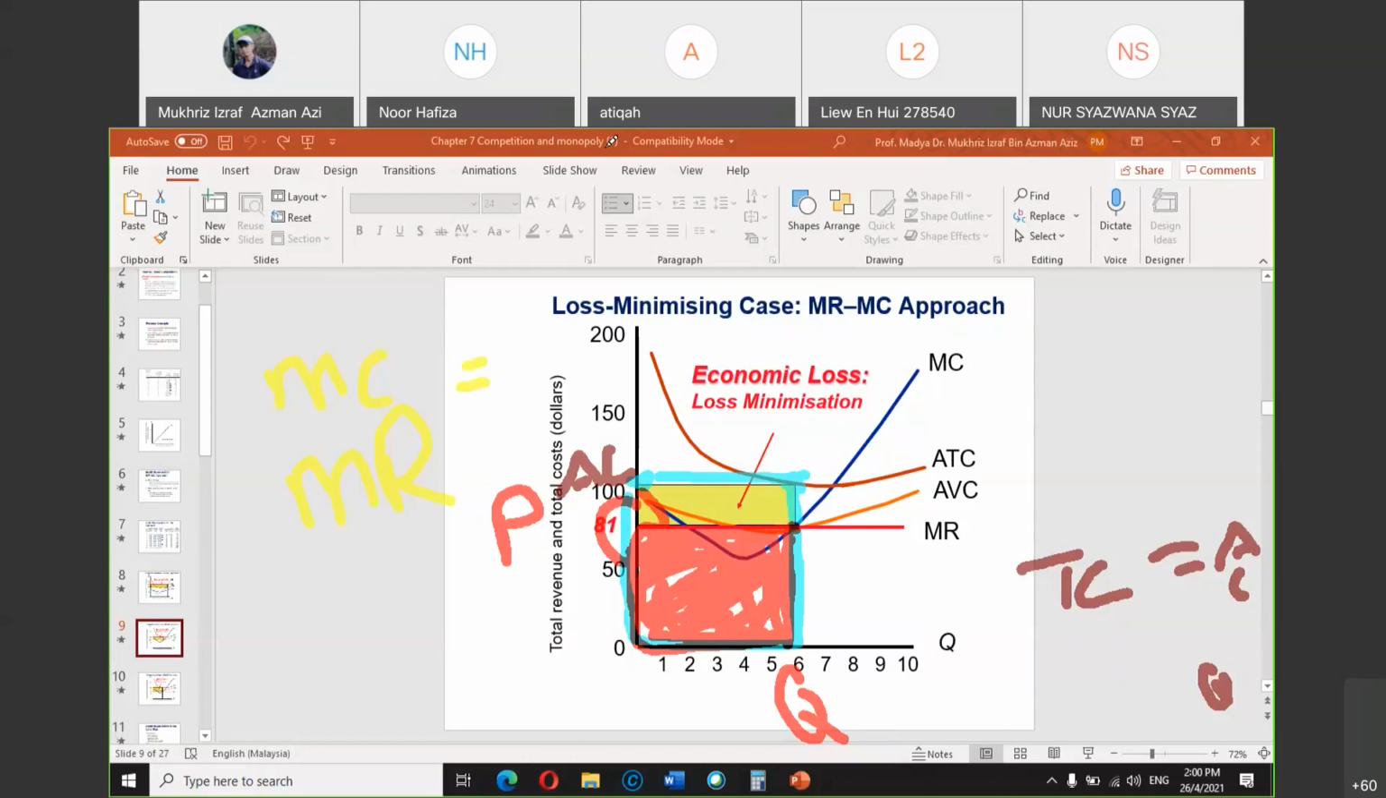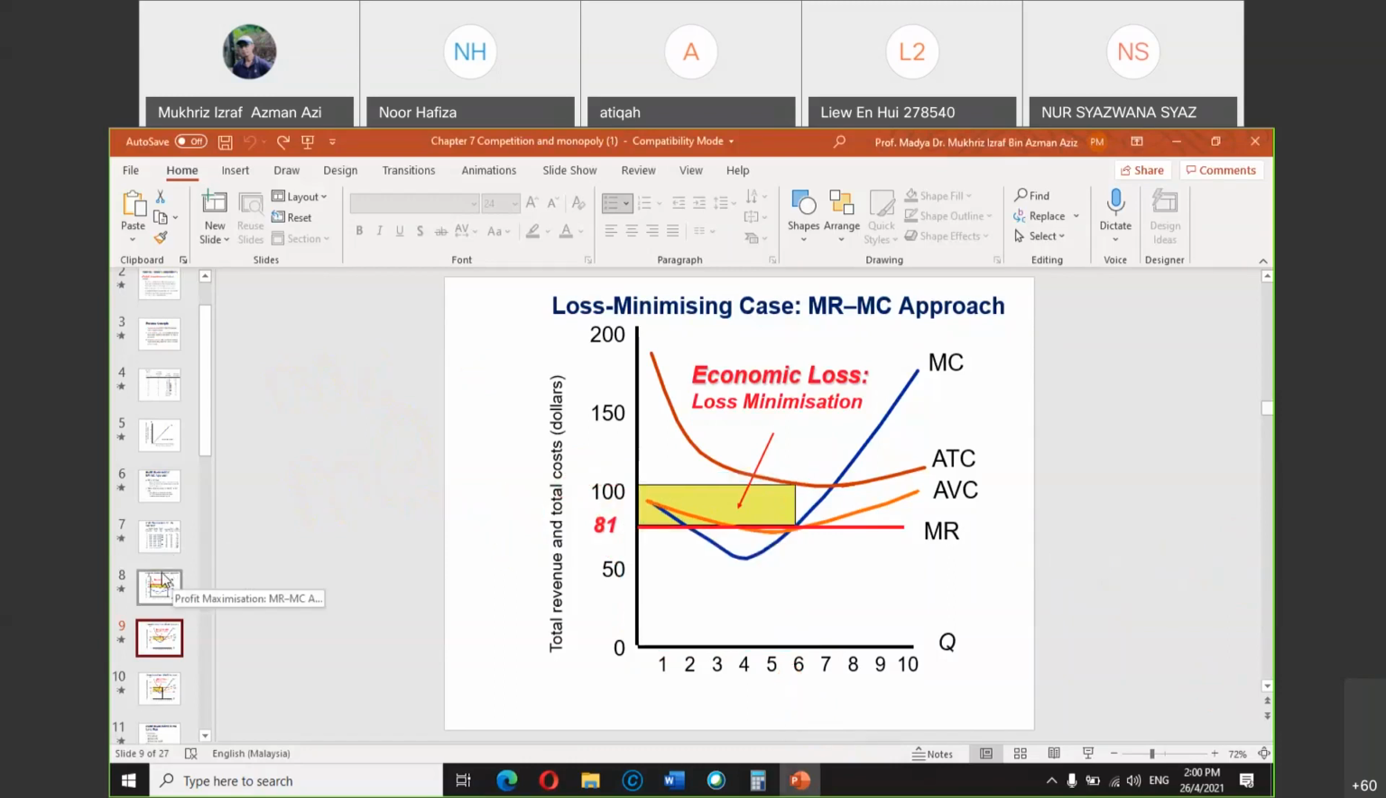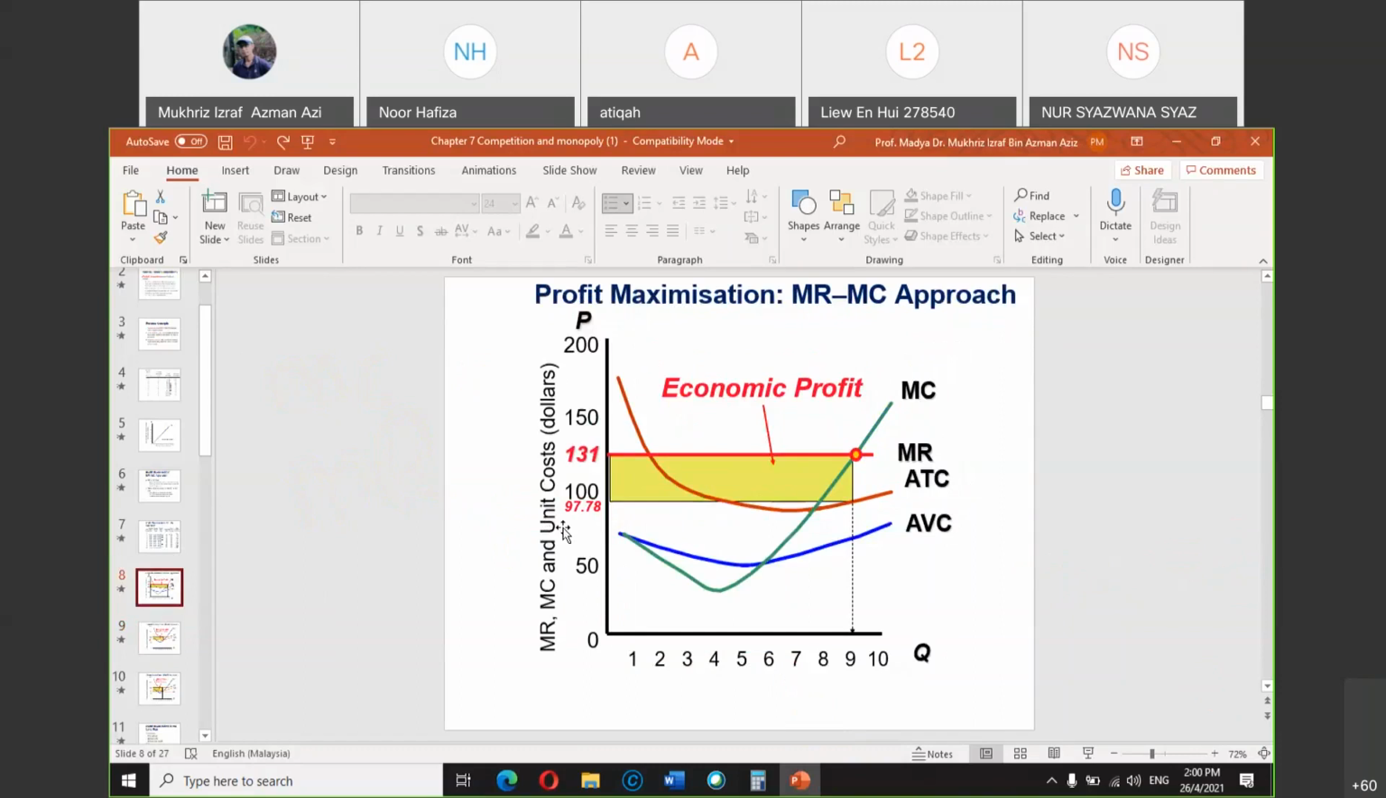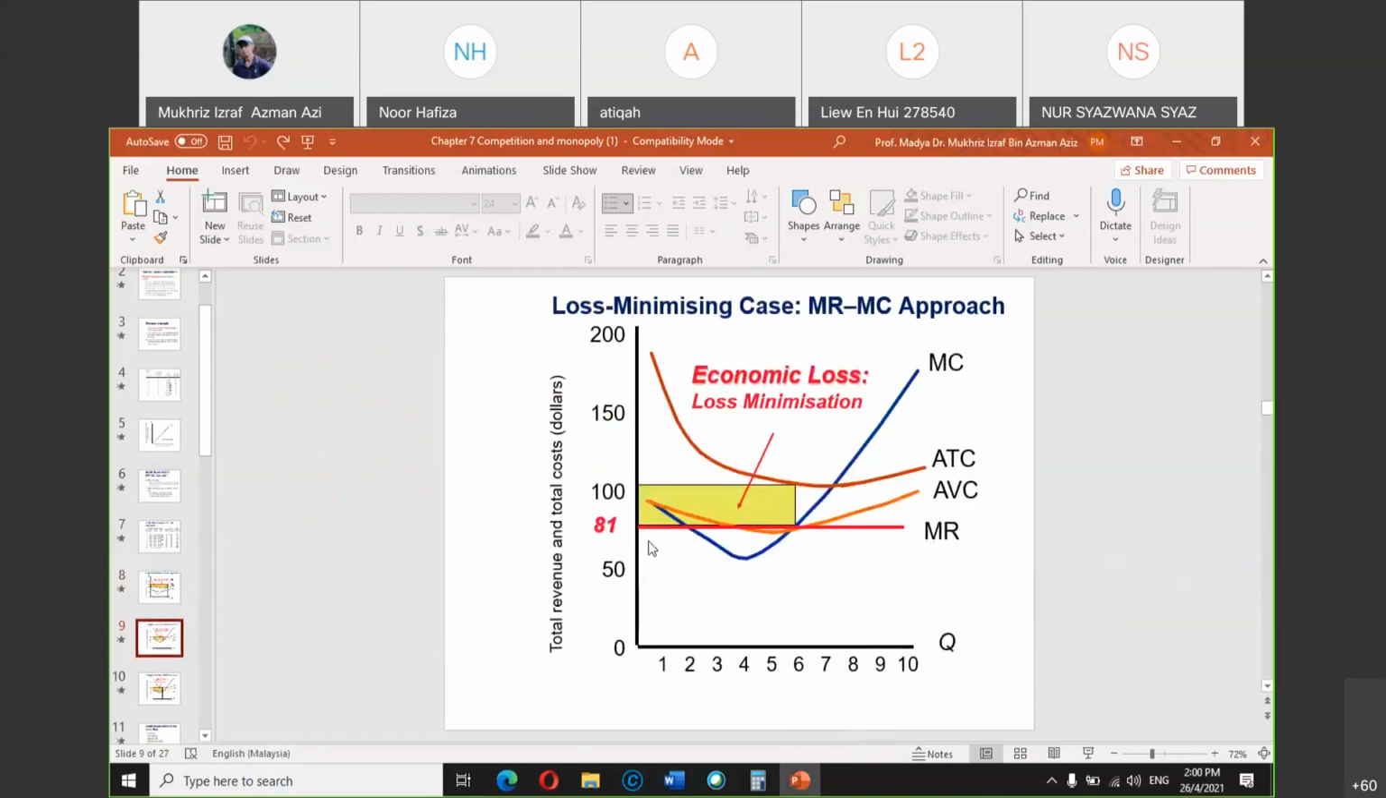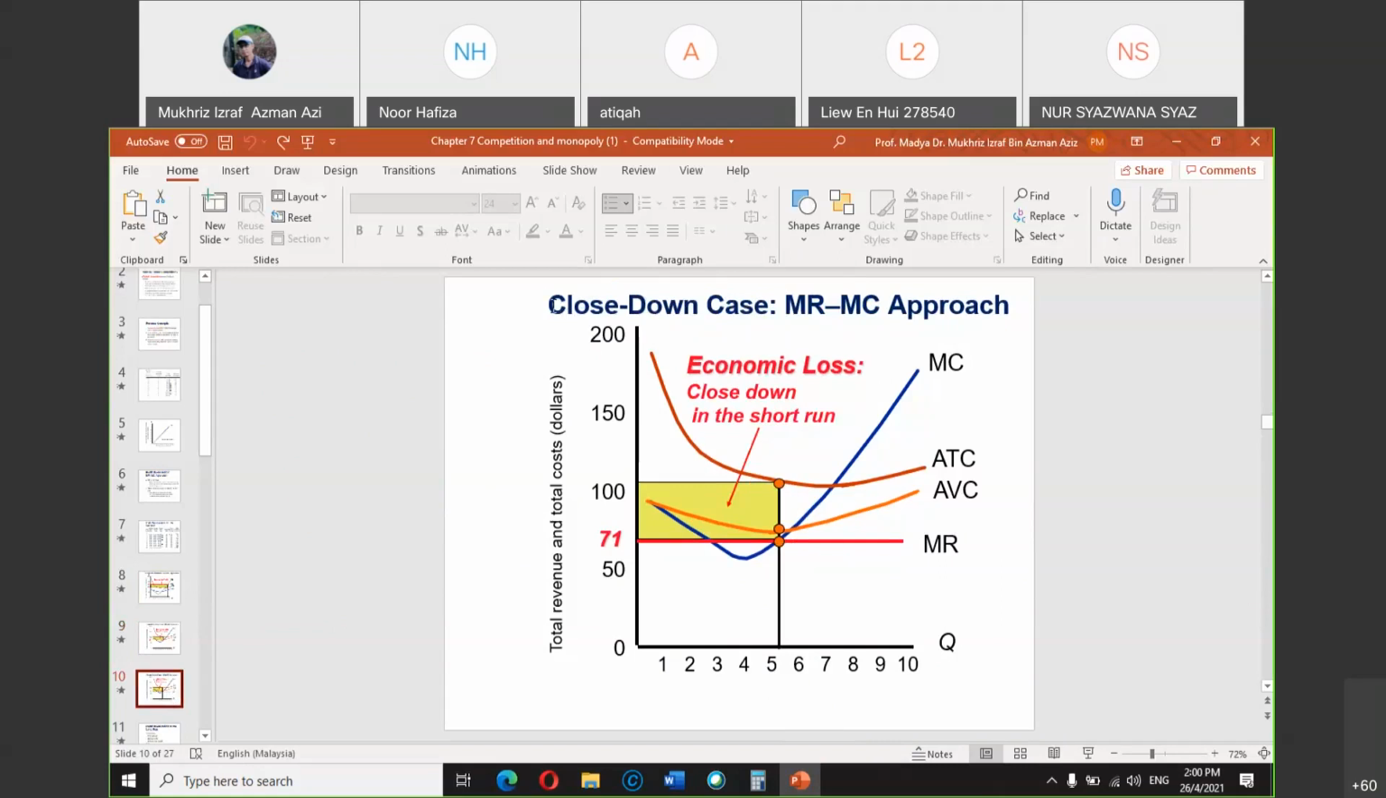So I think these two slides should be sufficient for you to understand how to determine the area of profit. As long as the demand curve is above the average cost, the firm will usually make profit. But if the demand curve is below the average cost line, the firm will make a loss. Then we have what we call the shutdown or close down case, whereby the firm needs to stop doing business completely. So when does the business need to stop doing business?